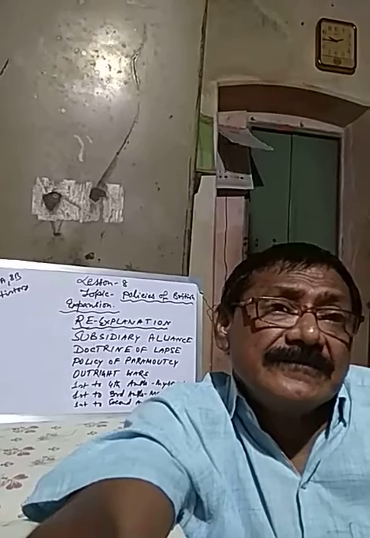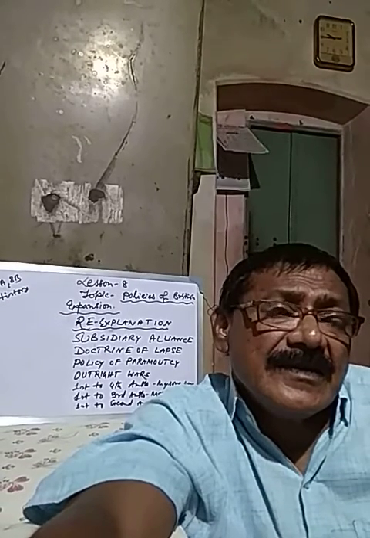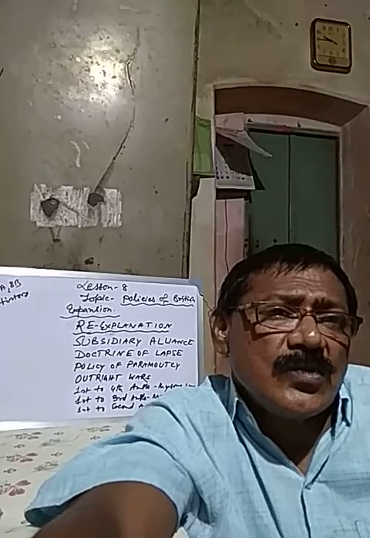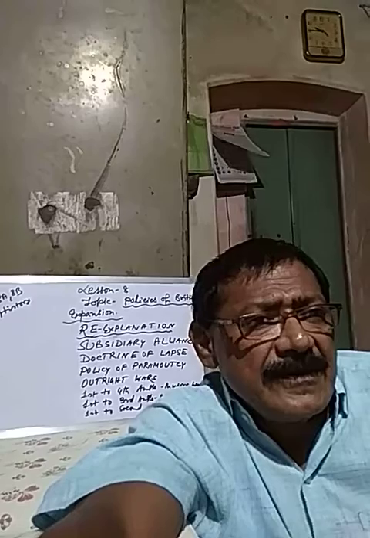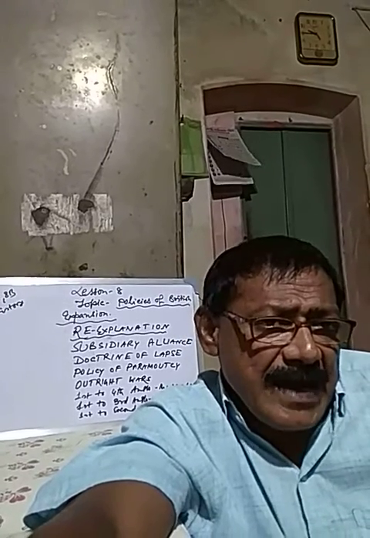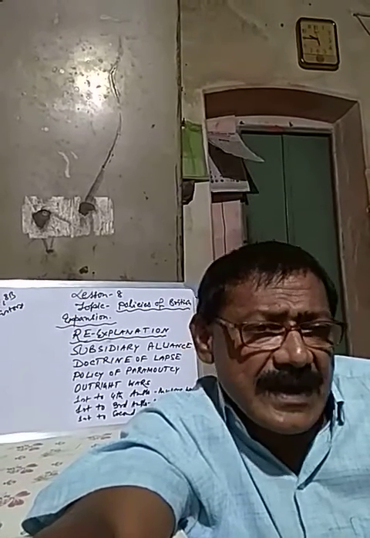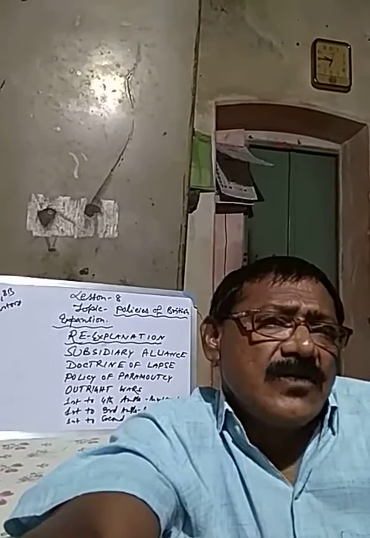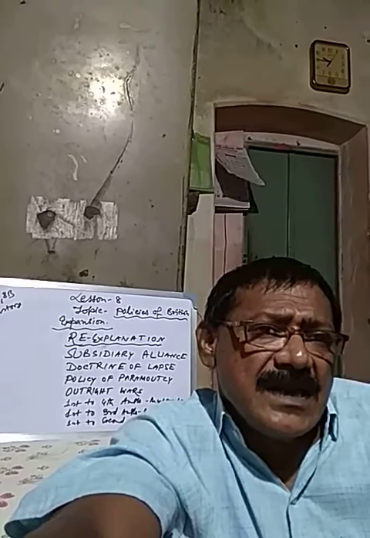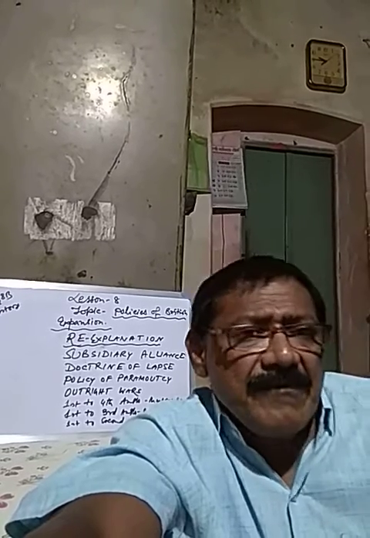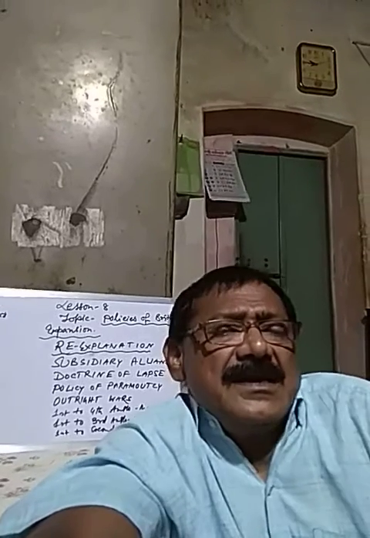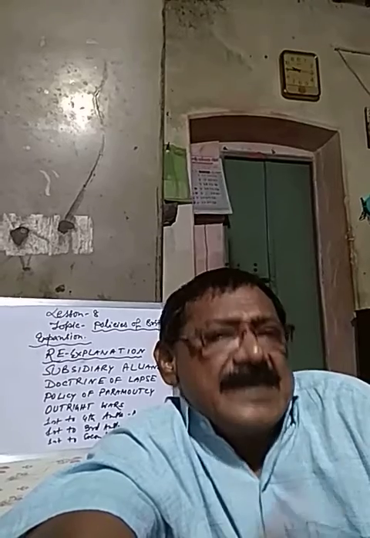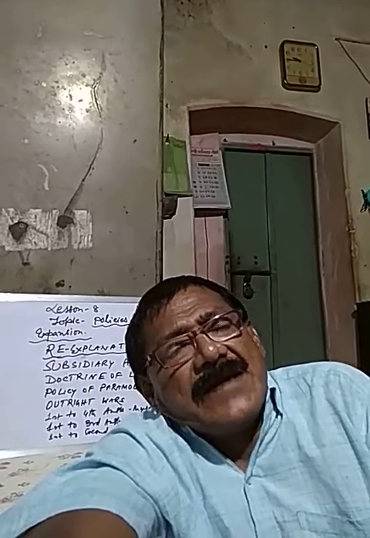And next one, two wars took place between the British and the Sikhs, the first Anglo-Sikh War and the second Anglo-Sikh War. Maharaja Ranjit Singh, who was the founder ruler of the Sikh kingdom, signed a treaty between the East India Company and the Sikh kingdom.